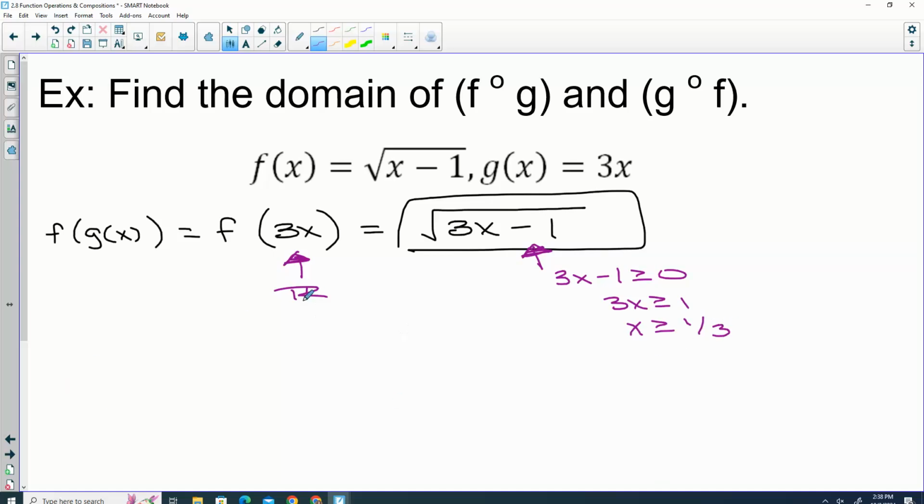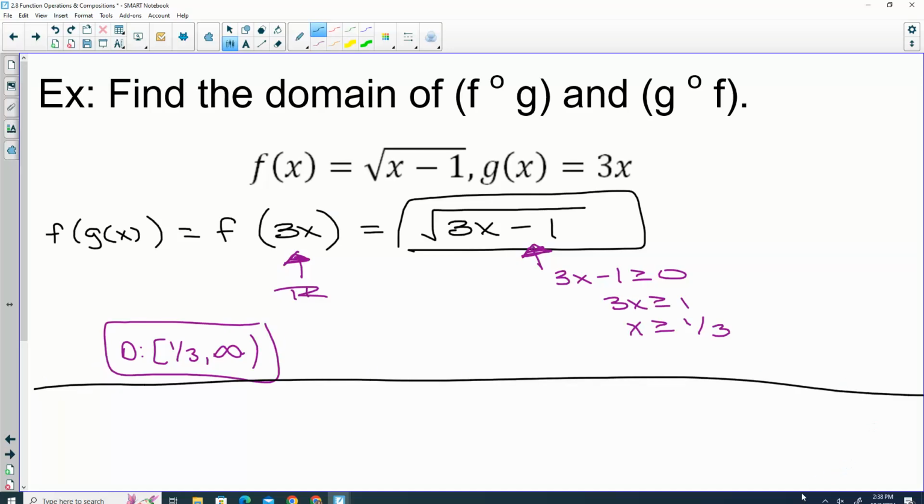Now I have to put them together. This one said it could have been anything, so I don't have to worry about that. So my domain is really just the second one. It has to be greater than or equal to 1/3. I want you guys to do g composed with f and its domain.